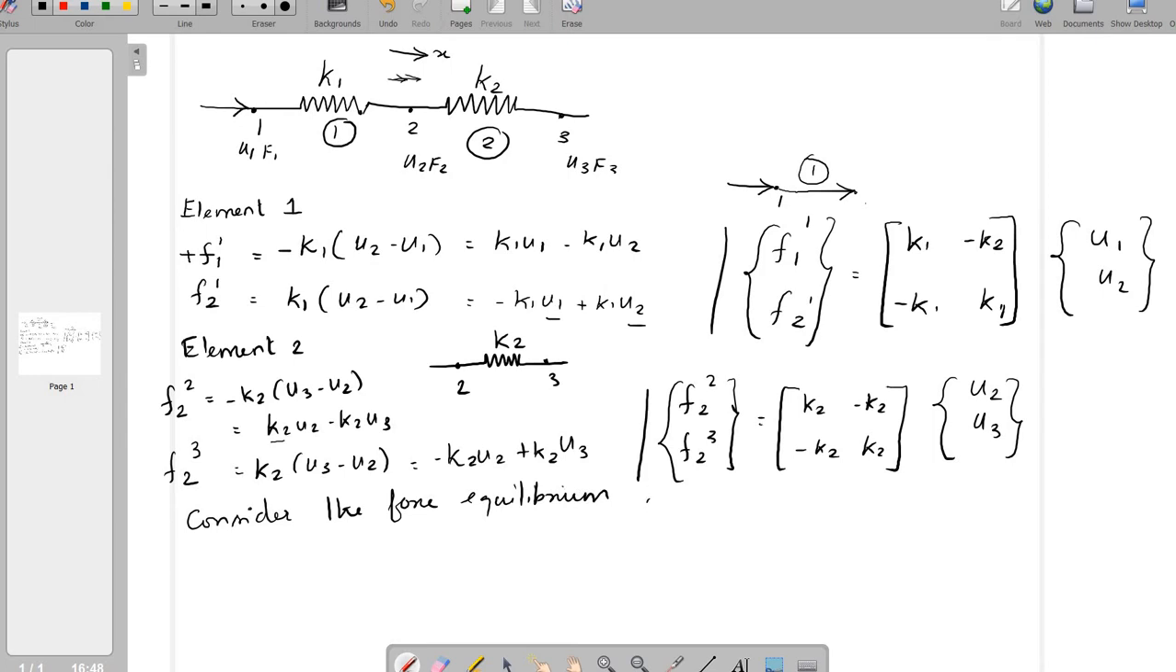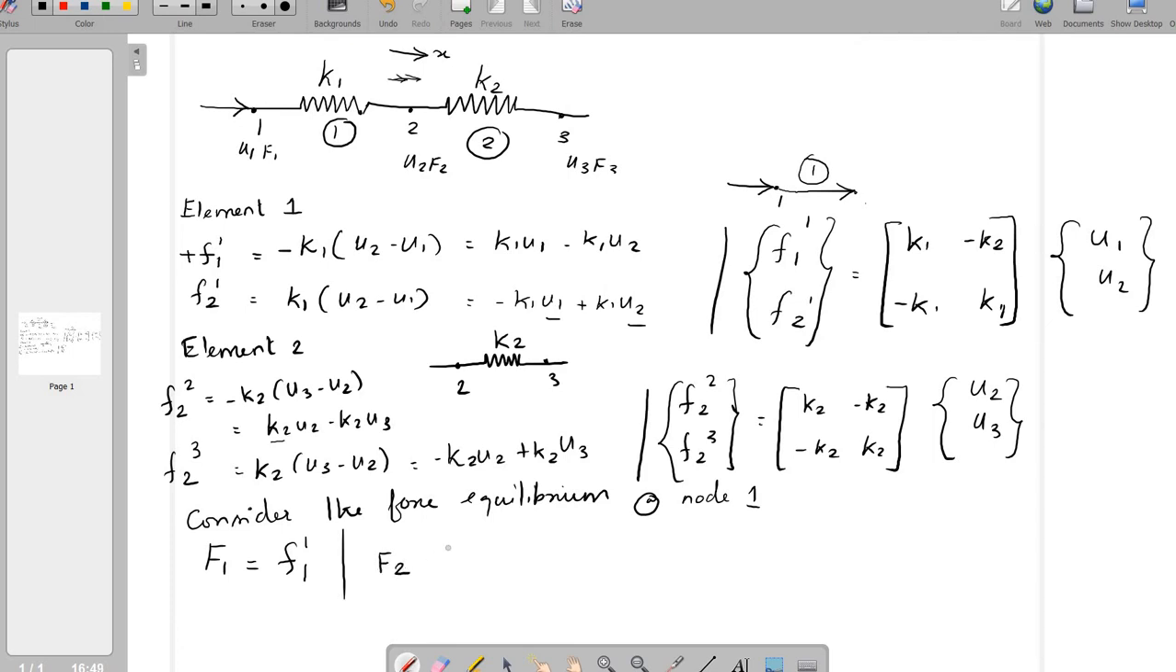Force equilibrium at node 1. That is capital F1. So initially we represent U1 and capital F1 as the force coordinate. Capital F1 is equal to the force vector of the first element to the first node.